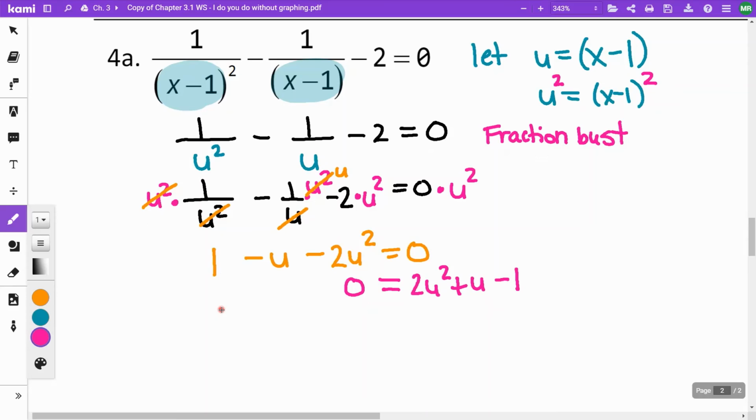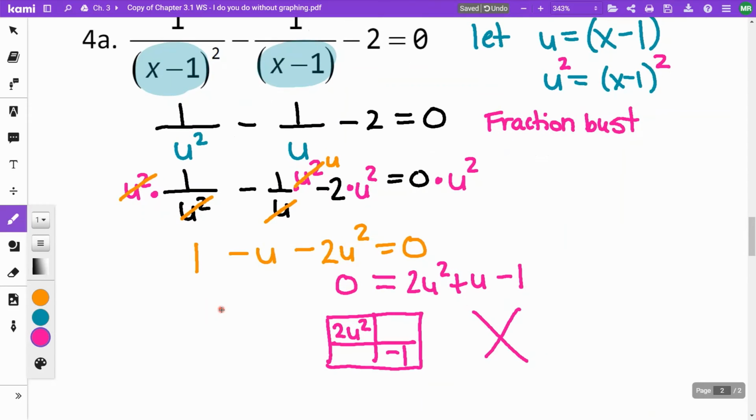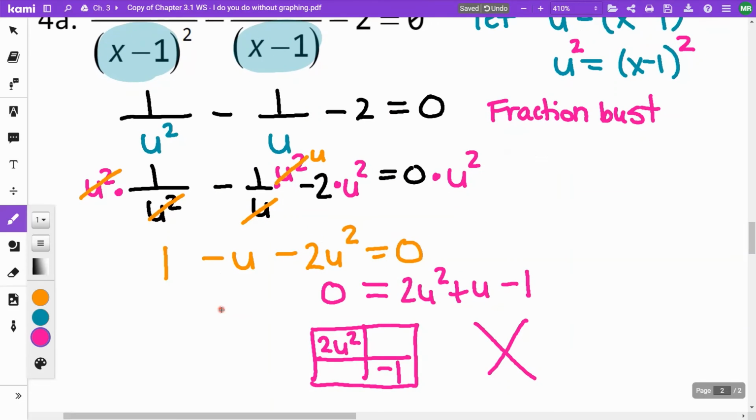Okay, so now we're going to solve this. And I am going to do a box to diamond. So I'm going to have my 2u squared and my -1. I multiply those together. I get a -2u squared. It has to add to that plus u. This plus u has to add to this plus u. So that's going to be a 2u and a -u. I'm going to put my 2u here. I'll put my -u here. It doesn't matter. But once I do it, I'm going to kind of set where things should be.